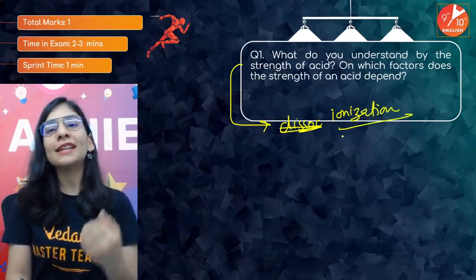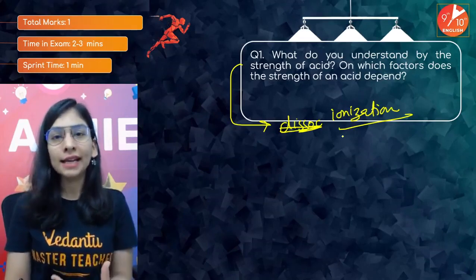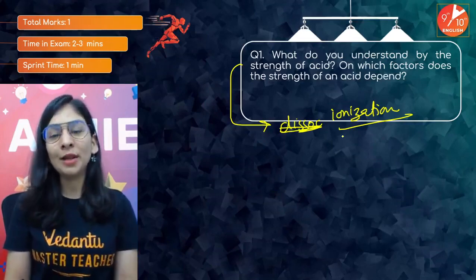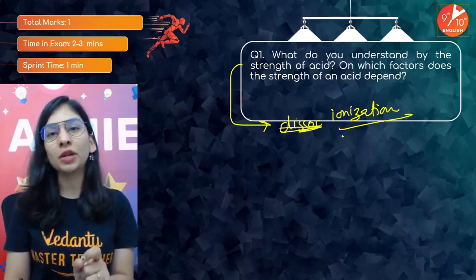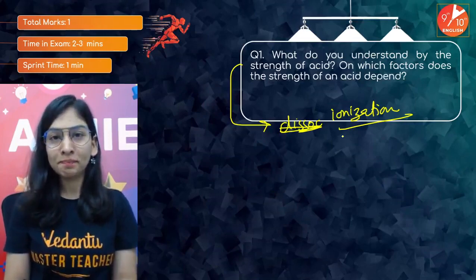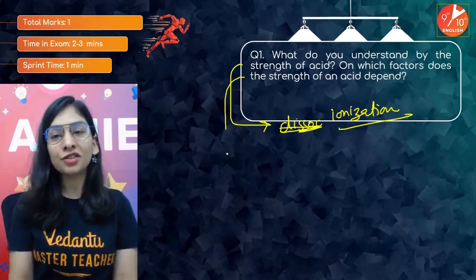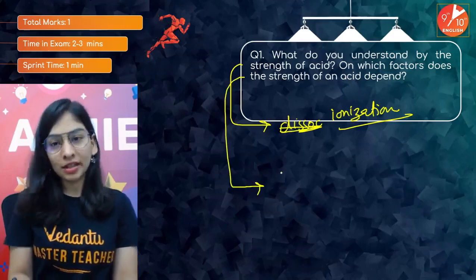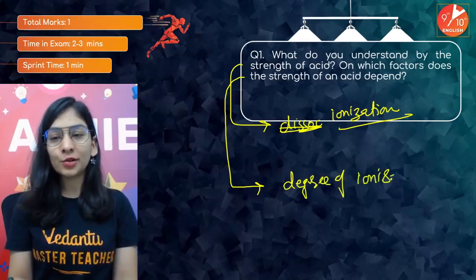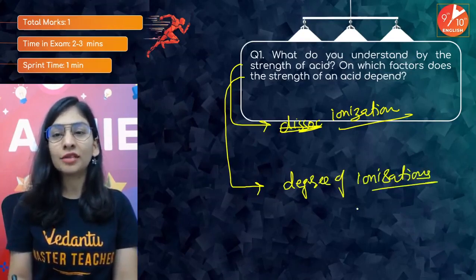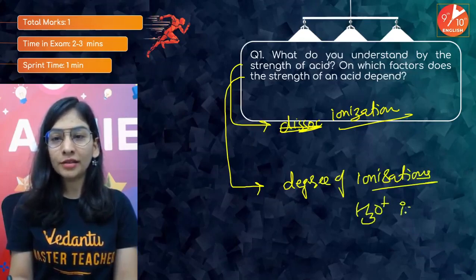When we put an acid into water, how much it's ionizing and how much hydronium ions will be free. The more hydronium ions, the more the strength of the acid, and the stronger the acid will be. And on which factor does the strength of an acid depend? That totally depends upon the degree of ionization, degree of dissociation, how much it's dissociating and making H ions or hydronium ions free.